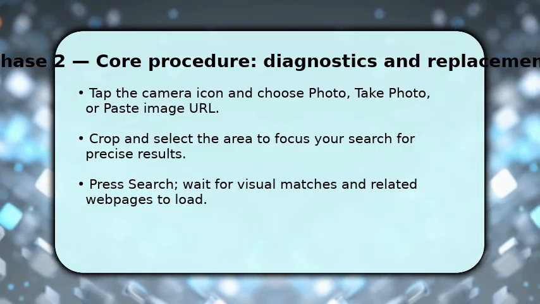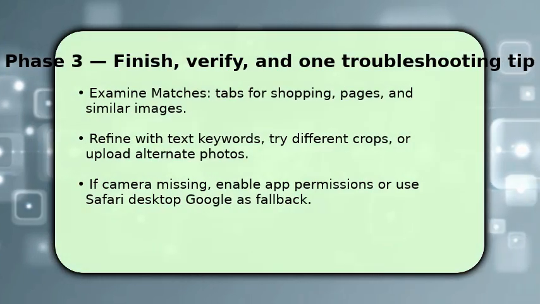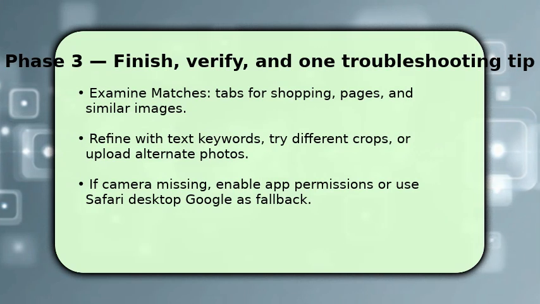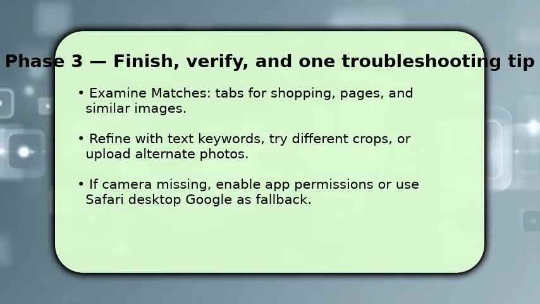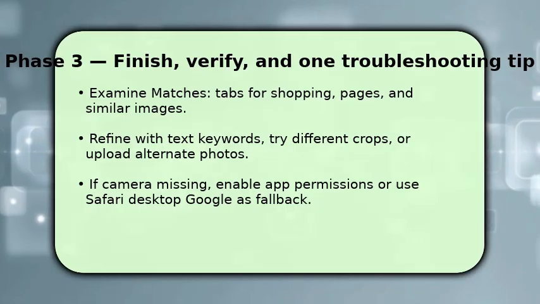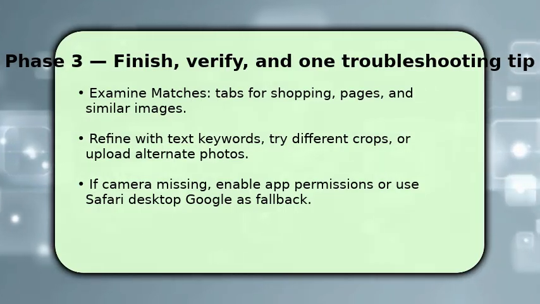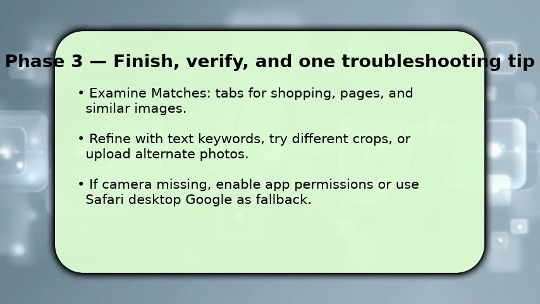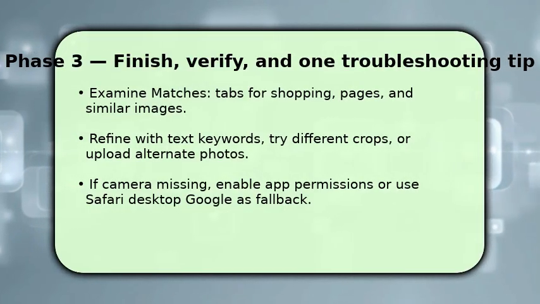You finish by reviewing matches. Toggle between pages, shopping, and similar images to find the best context. If results are too broad, refine with a typed keyword, try a tighter crop, or upload a different angle to improve precision. If the camera icon is missing, check iPhone settings, Google, to enable camera and photos.